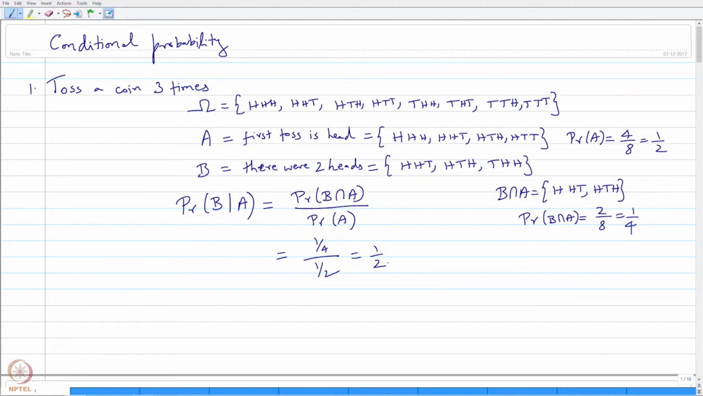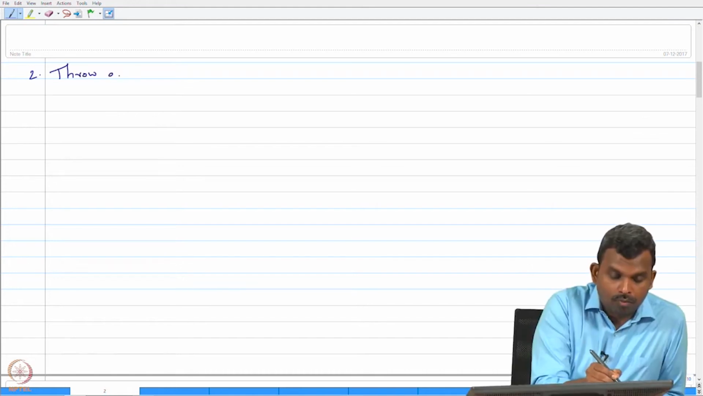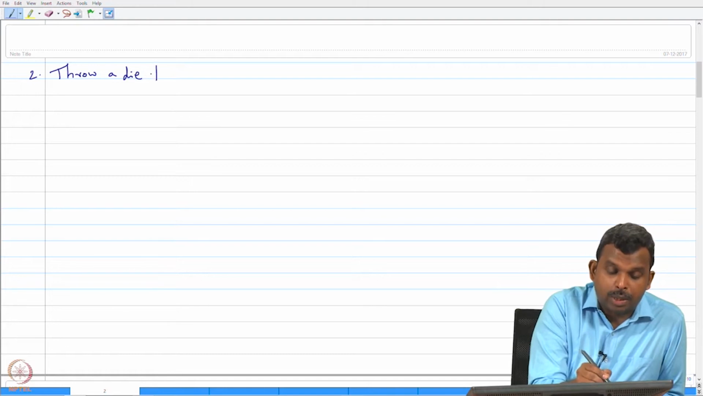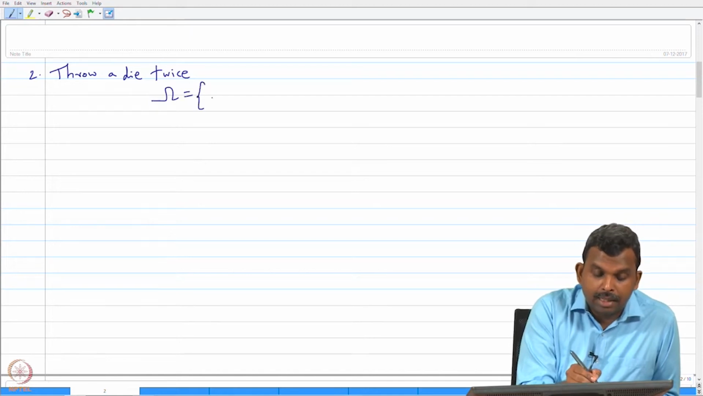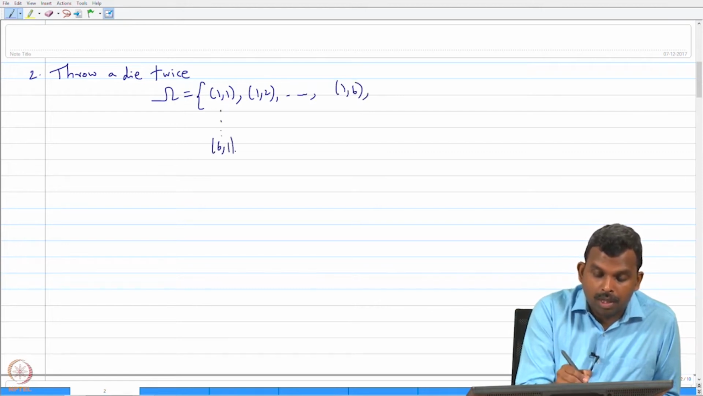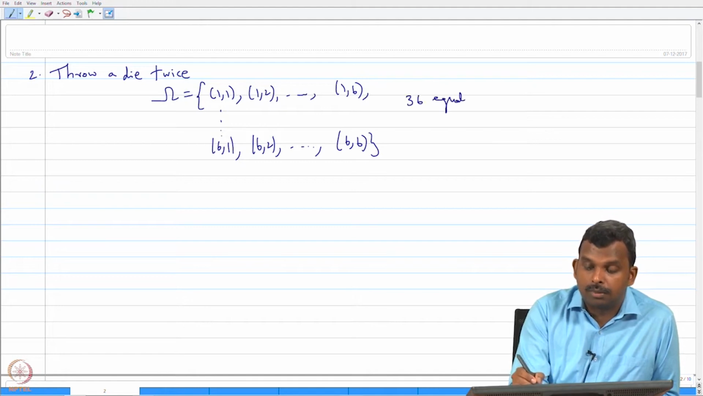There are various other examples that you can do like this, where you define an event A, another event B, and then you condition B given A. I am going to do one more example of such a case with throwing a die. We will throw a 6-faced fair die twice. If you throw a die twice, you remember the sample space. This was 1 comma 1, 1 comma 2, and so on till 1 comma 6, and all the way down to 6 comma 1, 6 comma 2, dot dot dot 6 comma 6. Once again, there are 36 equally likely outcomes here.